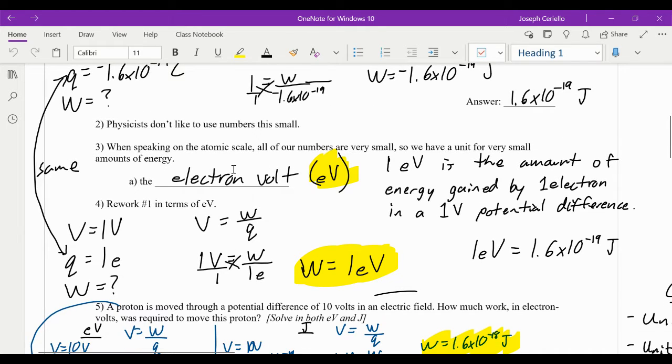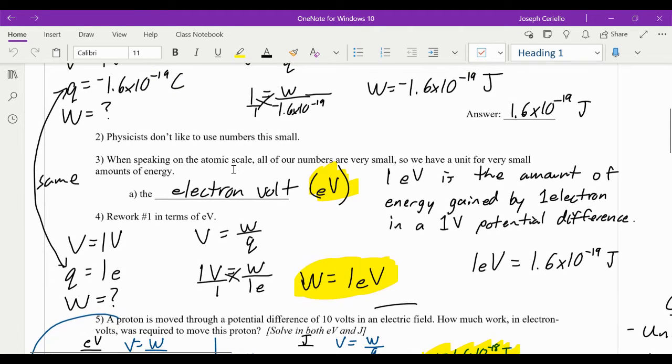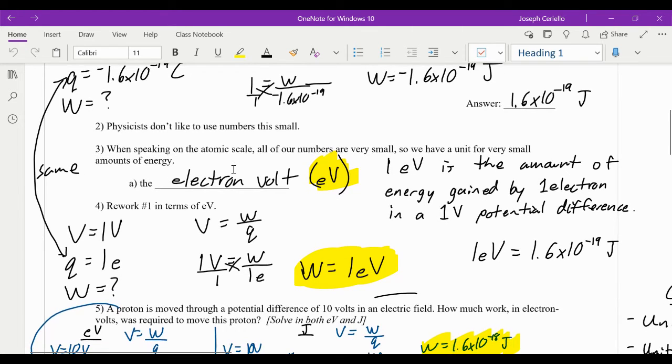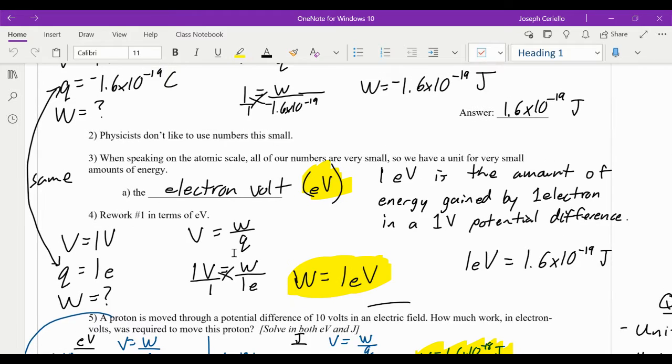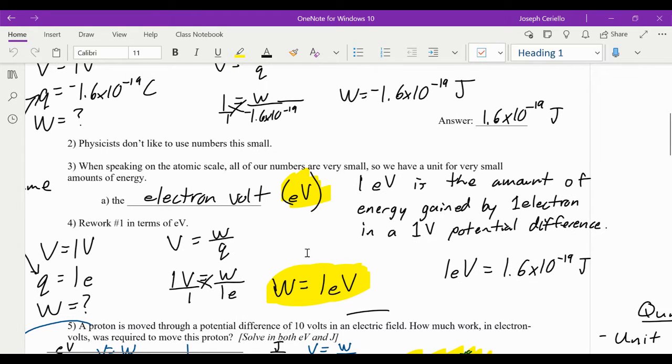So if you rework number one in electron volts, you do things slightly differently. The voltage is still voltage, 1 volt. But for Q, instead of doing negative 1.6 times 10 to the negative 19 coulombs, just write one elementary charge, or like one electron. But you would also write that e for a proton as well. Now when you go through the math, you cross multiply, you get your work is equal to 1 e times 1 V, or 1 eV, 1 electron volt. That's it. And the electron volt is very frequently used because it's just easier to work with. Okay, so that's why we made it up.